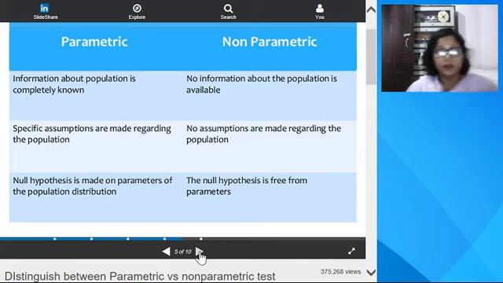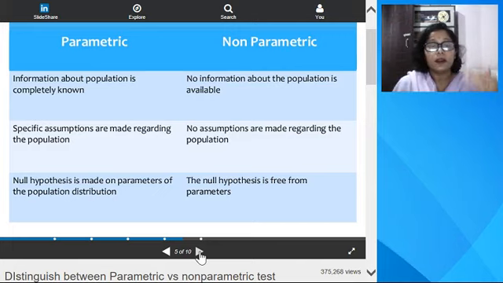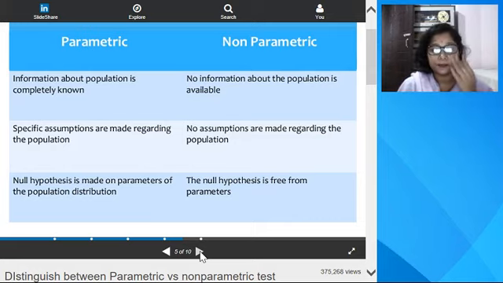Okay. So here in parametric statistics, specific assumptions are made regarding the population, since everything, that means population size, nature of the population, is known to the investigator, known to the researcher. So specific assumptions are made regarding the population in parametric type of statistics. But in non-parametric statistics, since the population is not clearly known to the investigator, no assumption is possible. No assumptions are made regarding the population.